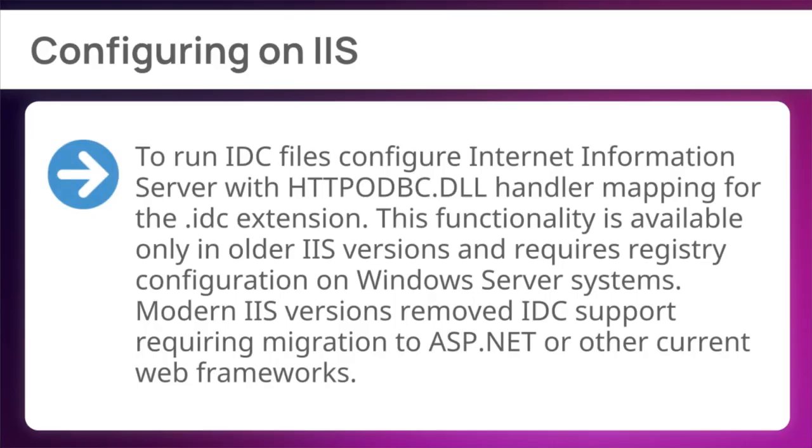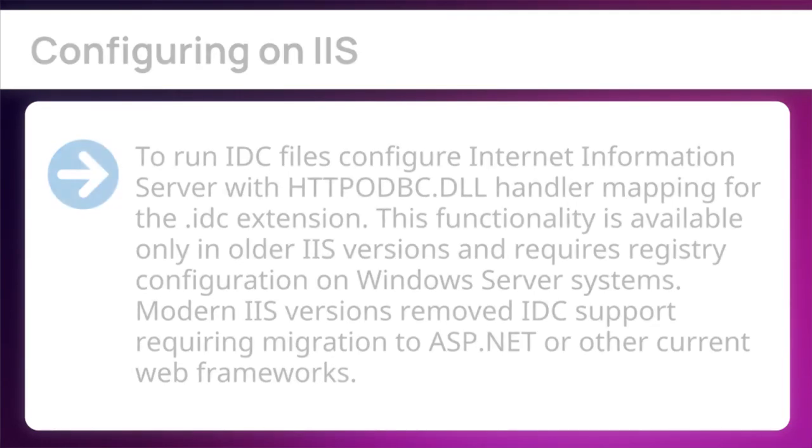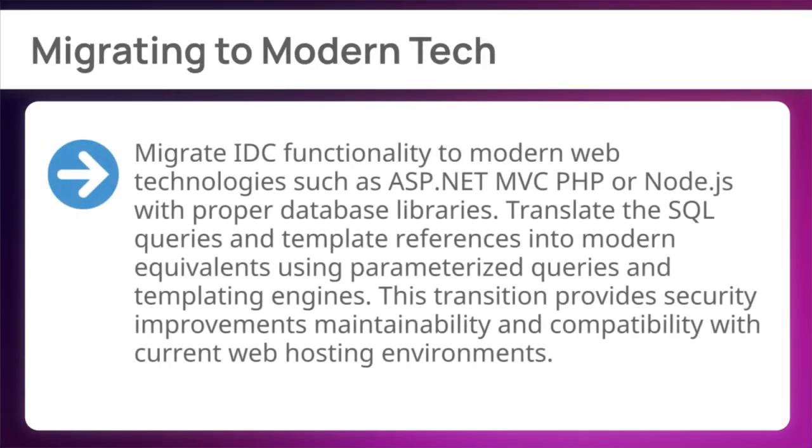To run IDC files, configure Internet Information Server with an HTTP ODBC DLL handler mapping for the .idc extension. This functionality is available only in older IIS versions and requires registry configuration on Windows Server systems. Modern IIS versions removed IDC support, requiring migration to ASP.NET or other current web frameworks. Finally, migrating to modern tech.